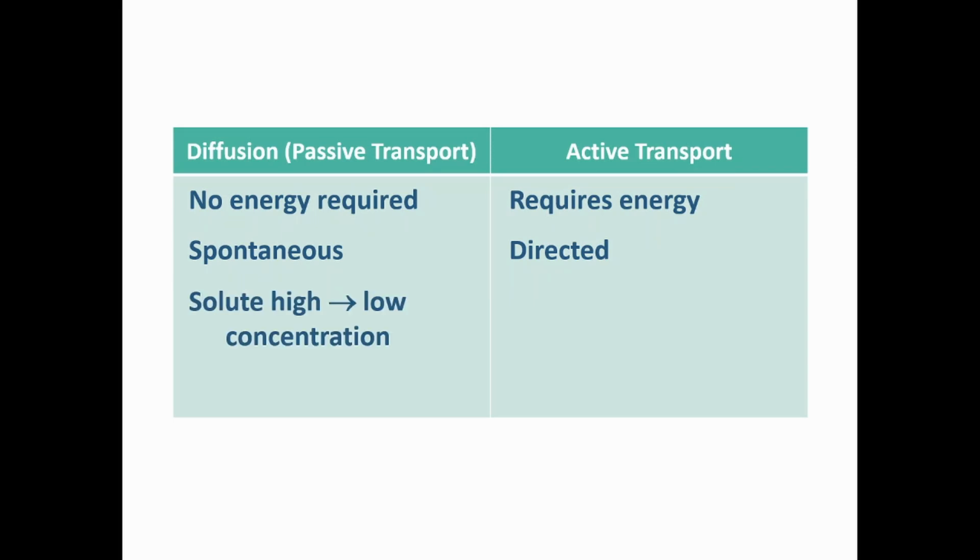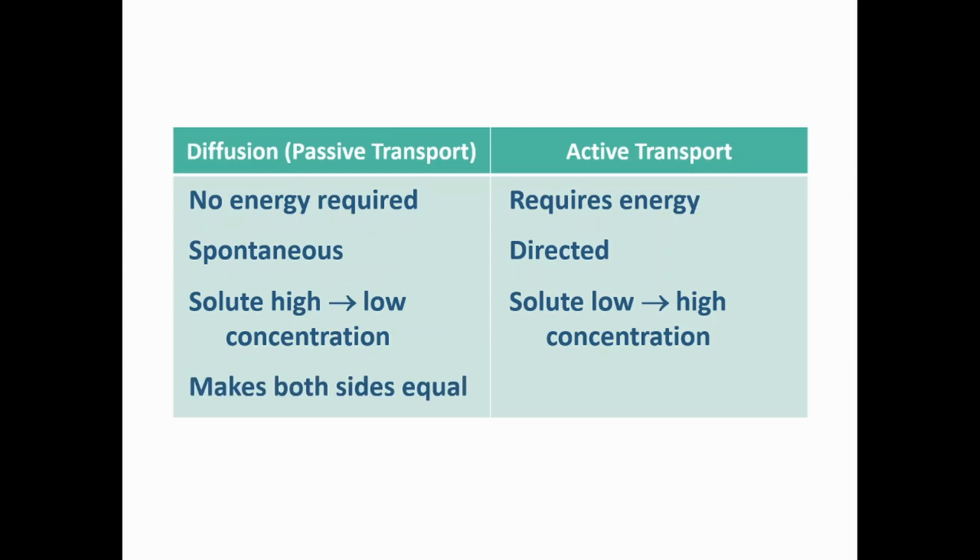In diffusion and passive transport, we're moving a solute from a high concentration to a low concentration. Whereas in active transport, we're fighting against that current going from low to high, making the concentrations even more different from each other over time. In diffusion, the goal is to equalize the concentrations on both sides, whereas active transport fights to make the sides unequal, where we're going to push the solute all on one side and keep it off the other side.